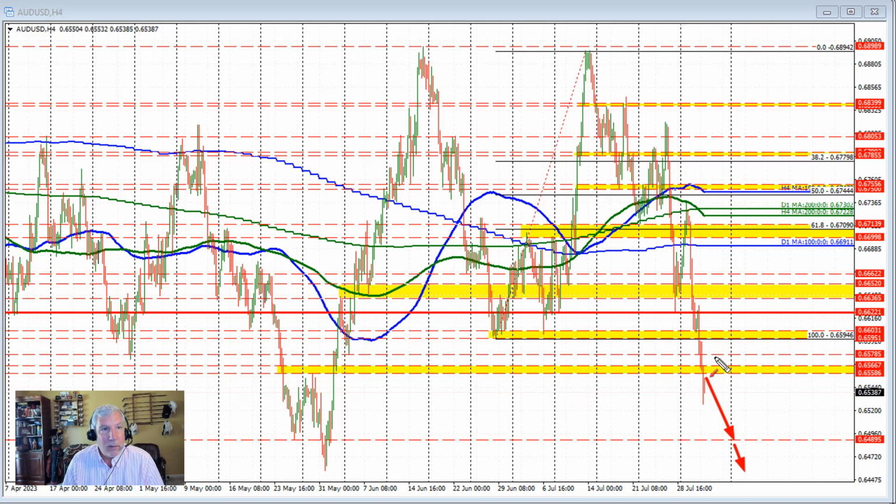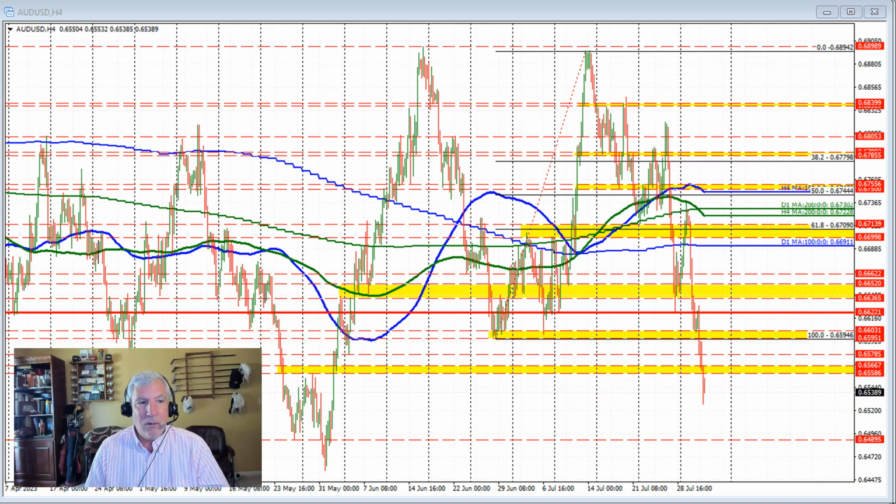If we move above this level, then we look toward the low prices seen here and here and here, and we use that level as resistance here, so up to around the 0.66 level on the top side for the Aussie versus US dollar. So there you have it, a look at some of the major currency pairs as we head into the close, as we head into the new trading day in the Asian Pacific session.